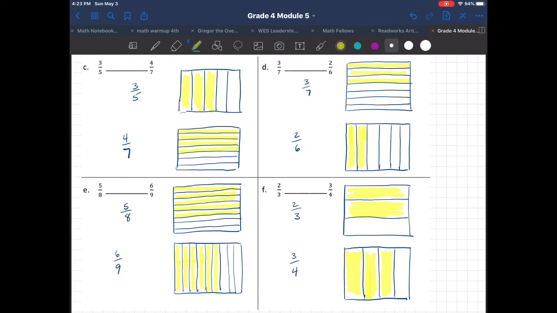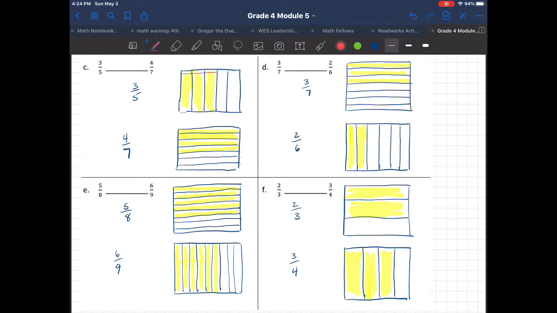So for C through F, I went ahead and drew all the pictures before I started recording so that you wouldn't have to sit and watch while I did it. But the key is that one of my rectangles has the vertical lines, and one of them has the horizontal lines, so that then I can do the opposite. So I already shaded in 3/5, and I'm going to take the 3/5 and draw these lines across now to have them match.